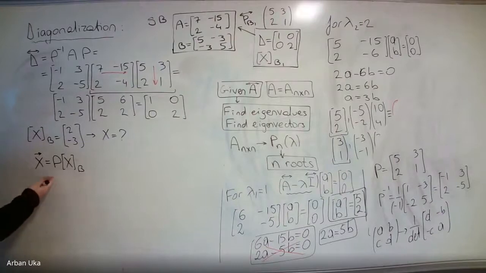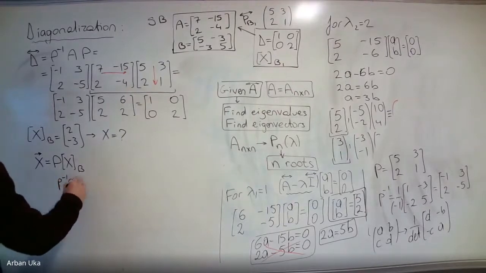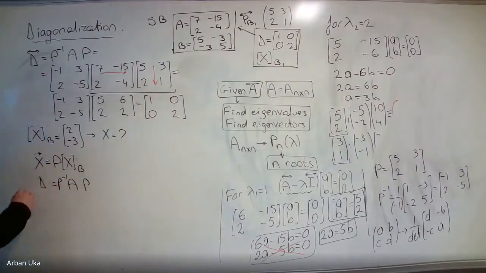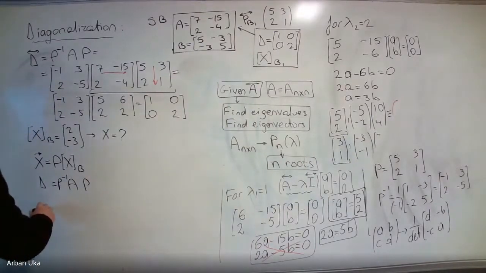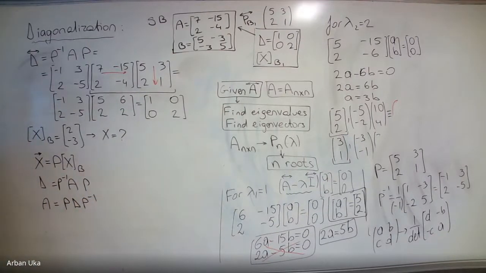How do we transform vectors? This is how we do them. How do we transform matrices? The matrices, we do it like this. P inverse A P is equal to D. Or we can also say that A is equal to P times D times P inverse. So we should be able to see this.